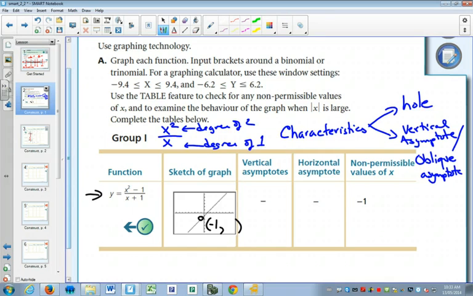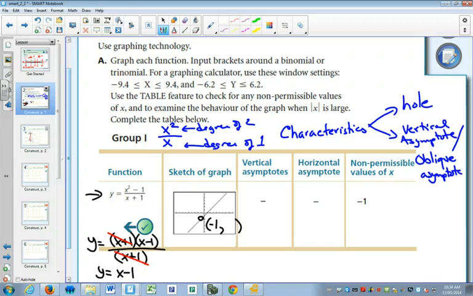Could you simplify it? Yes. If we put negative 1 in for the x value, on the bottom we'll still have divide by 0, and that's going to cause a problem. So factor it out: the top factors to x plus 1, x minus 1, and the bottom is x plus 1. Since these factors are identical, they would cancel out. Then you just get y equals x minus 1.